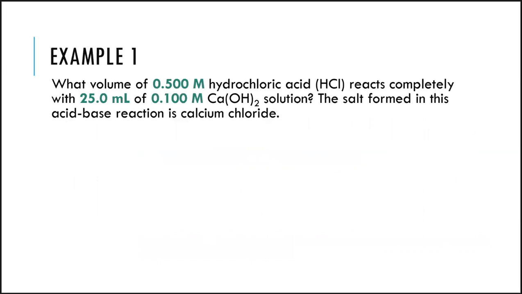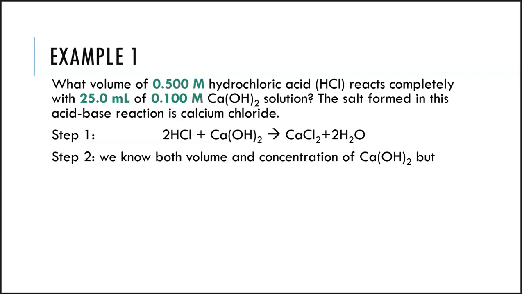Now let's look at a more straightforward example. What volume of 0.5 molar hydrochloric acid reacts completely with 25 mL of 0.1 molar Ca(OH)2? The salt formed in this acid-base reaction is calcium chloride. How nice that they actually tell you. Write and balance your reaction first. Second step, we know both volume and concentration of Ca(OH)2. So that's obviously what we know, but we don't know the amount in mole of HCl.